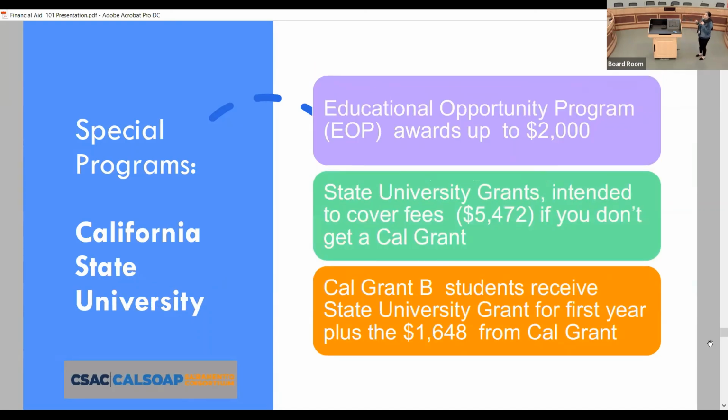Now at our CSU, Sac State, Fresno, Chico, San Jose, San Diego, there are 23 in California. We have the EOP program and the state university grant. The state university grant helps students pay tuition. It's typically offered to our students who are receiving a Cal Grant B. And then our EOP is Educational Opportunity Program. This is for first generation underrepresented academically disadvantaged students.